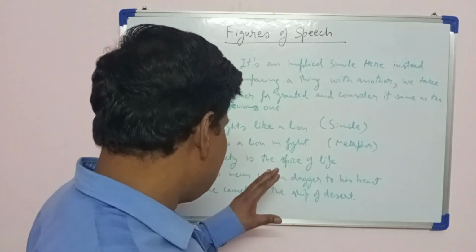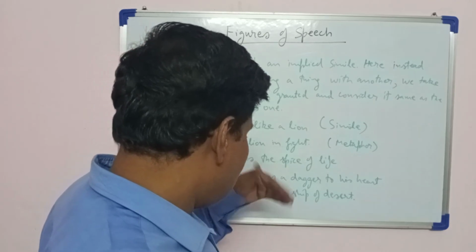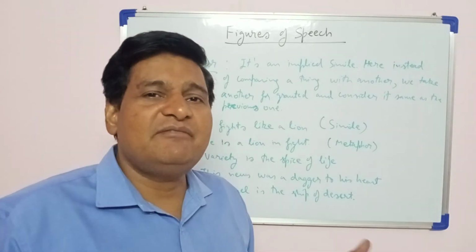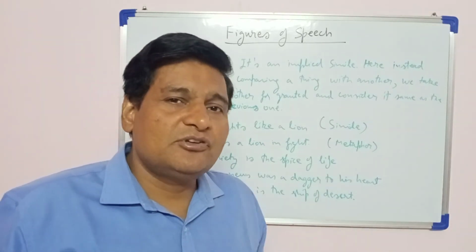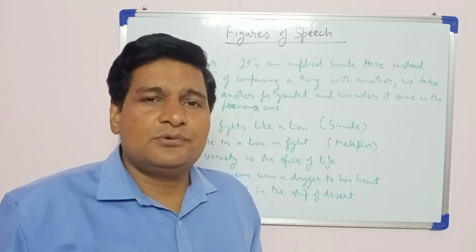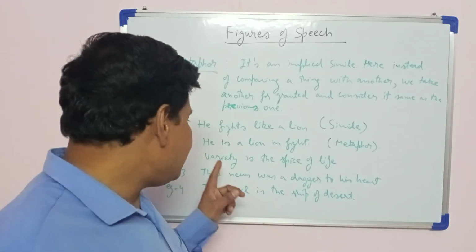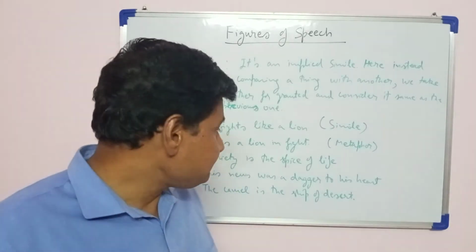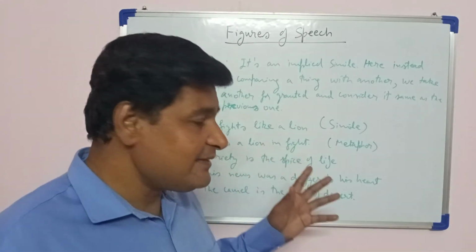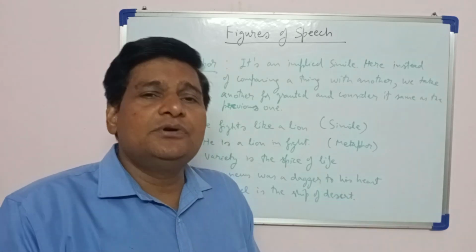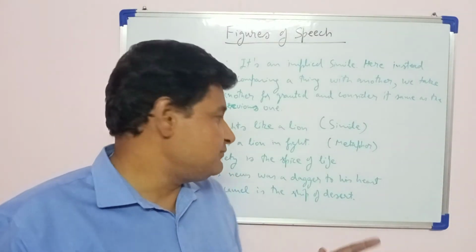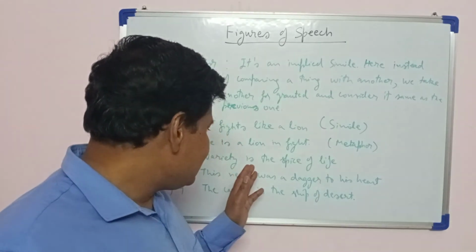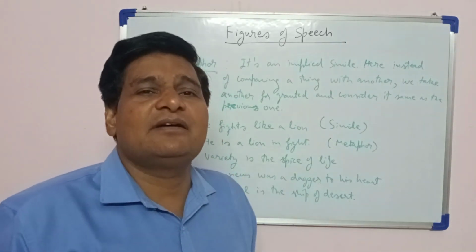So if we want to write the same sentence as a simile, then we can say, what is the work of spice? Spice flavors the food. And variety gives you pleasure in life. So you can say, as the food is flavored by spice, in the same way variety provides pleasure in our life.